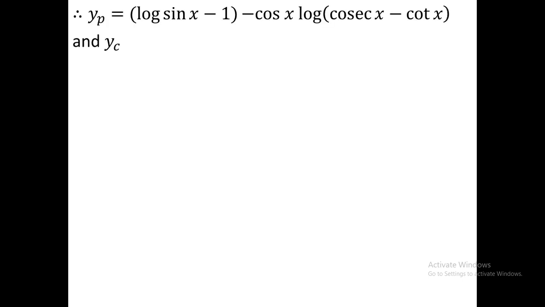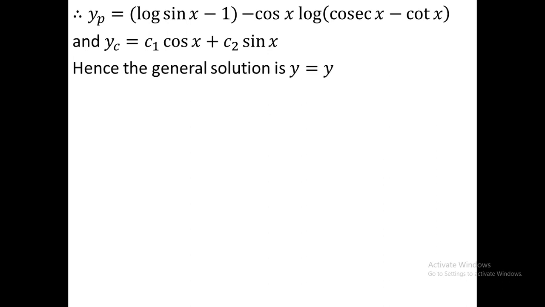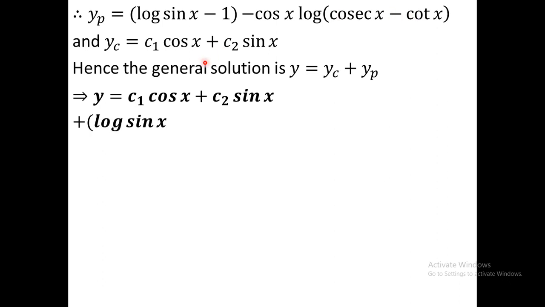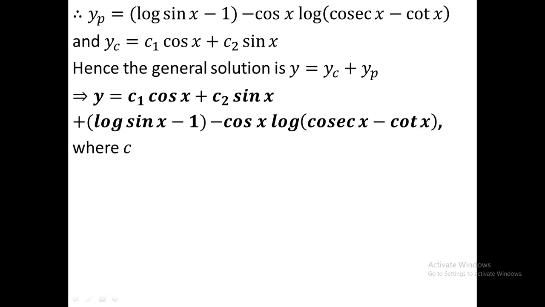So we get the complementary function as well as the particular integral. At first I write down the particular integral and then I write the complementary function. The general solution of the differential equation is y equal to yc plus yp. So this is yc, and this whole part is yp, that is the particular integral. You have to put it here, therefore log of sin x minus 1 minus cos x log of cos x minus cot x, where c1 and c2 are arbitrary constants. And this is the complete solution of the given differential equation.